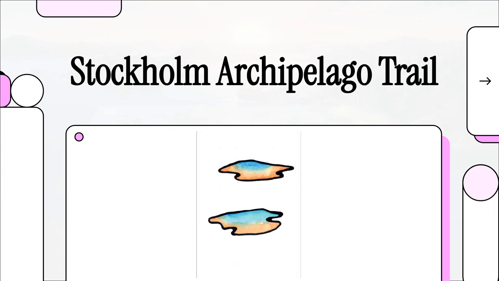Imagine this. You're hiking a trail that weaves through literally thousands of islands for 270 kilometers. That's the Stockholm Archipelago Trail. It's absolutely breathtaking, but if you're a visitor, it's also a massive logistical puzzle.